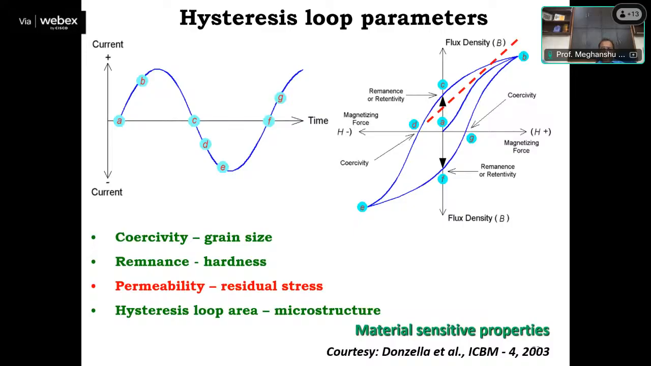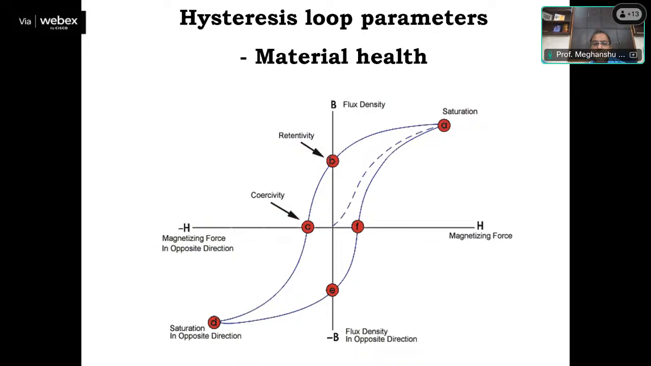So now we have this information that magnetic properties like coercivity, remanence, permeability, and hysteresis loop are related with mechanical properties like grain size, hardness, residual stress, and microstructure. Experimentally and analytically, it has been well proven by the scientific community. So we can use these hysteresis loop parameters for assessment of material health because of the direct connection between magnetic property and mechanical property.